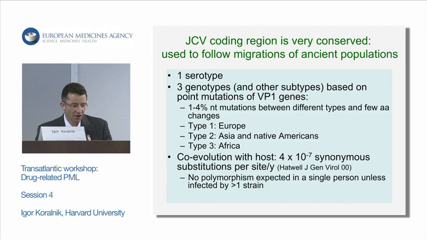For example, type 1, mainly European patients, type 2 Asian and Native Americans, type 3 Africa, and so on. And there have been few molecular epidemiological studies that have been done on large samples of various samples of virus from a given patient, for example. But this study showed that there was a limited number of synonymous substitutions per site per year, which indicates that usually you don't have polymorphism in a given patient, and you expect that a single person is infected by a single strain.